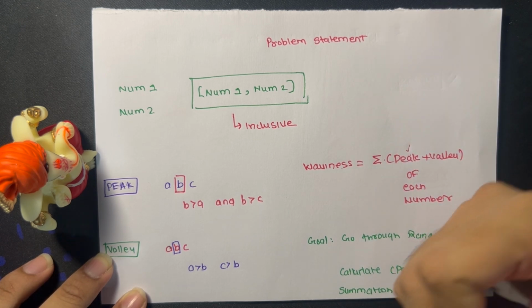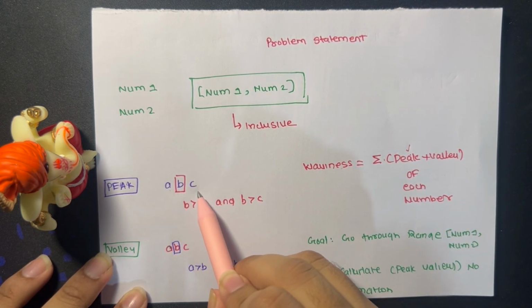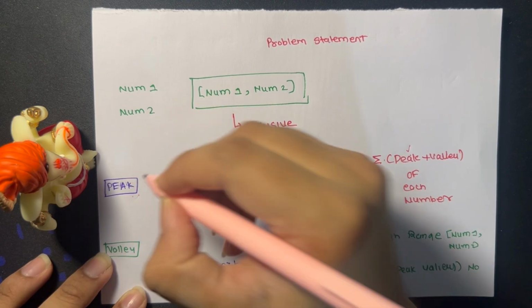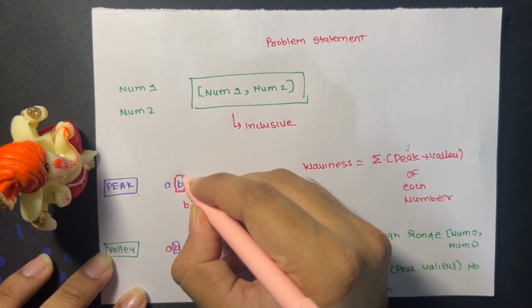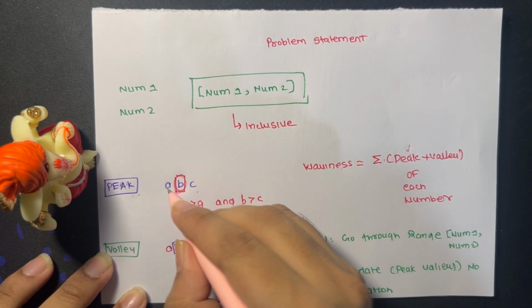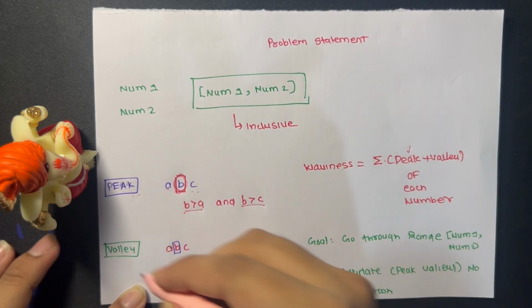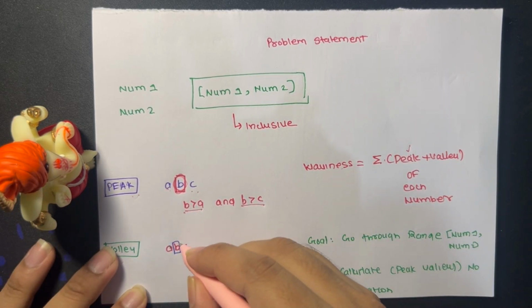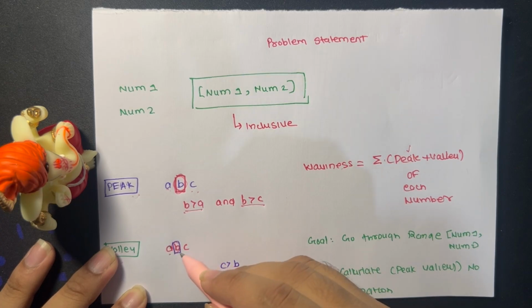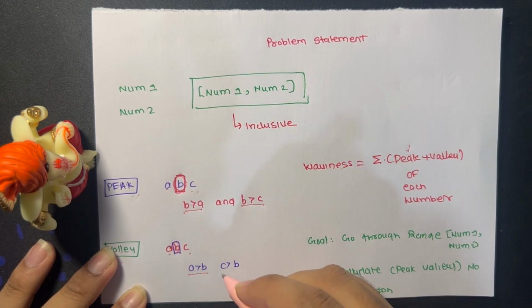Now what is this peak? If you have a number a, b, c, then the peak will be formed if the digit b is greater than a and the digit b is greater than c. The valley will be formed when the digit b is less than a and digit b is less than c. A is greater than b and c is greater than b.